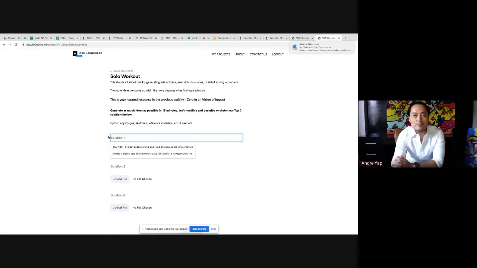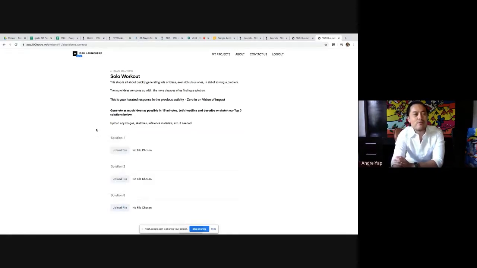All right. So the solo workout in this stop number 6 is about ideating solutions, right? So the example here is to generate as many ideas as possible. We're not going to get 15 minutes here. This is where we have to go back to your vision of impact. Remember your from-to statements. Now you have to ideate how you're going to make the from-to statements come true. So what are the different ideas to make your from-to statement come true?